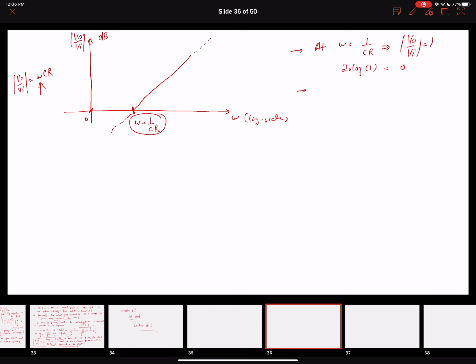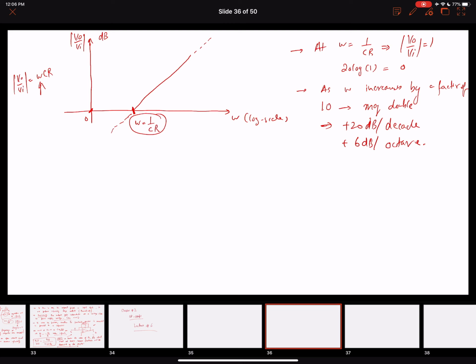The second important thing that we can see from here is that as omega increases by a factor of 10, the magnitude increases tenfold. Which means that there is a plus 20 dB per decade increase in this magnitude response, or 6 dB per octave.